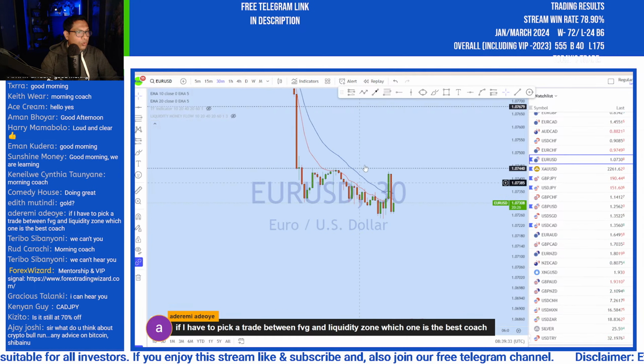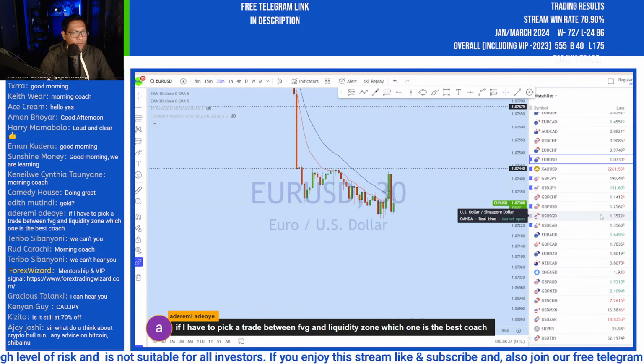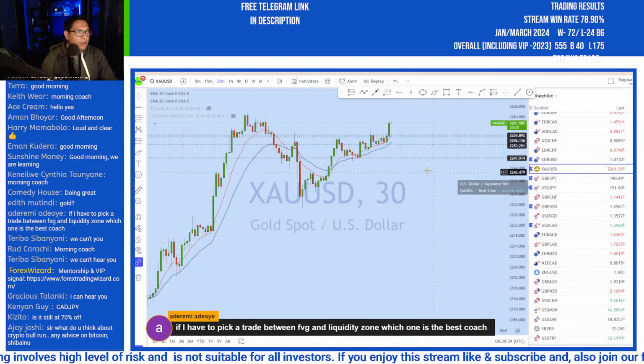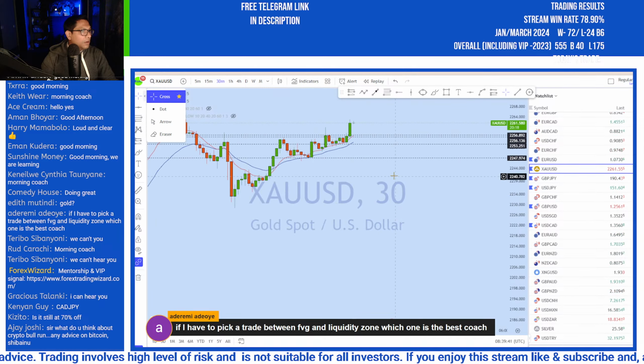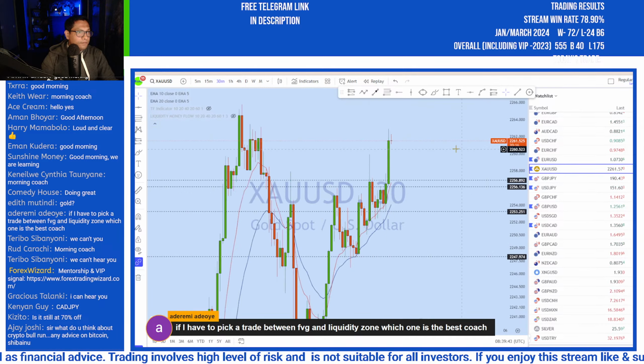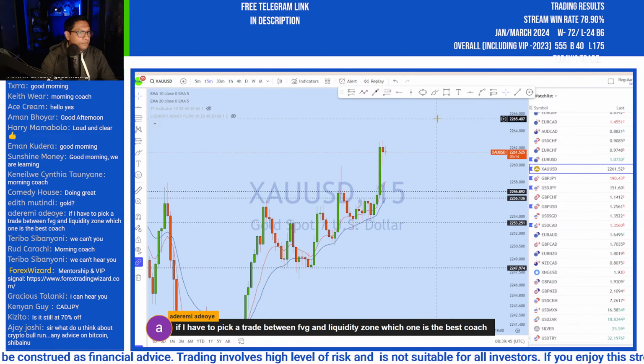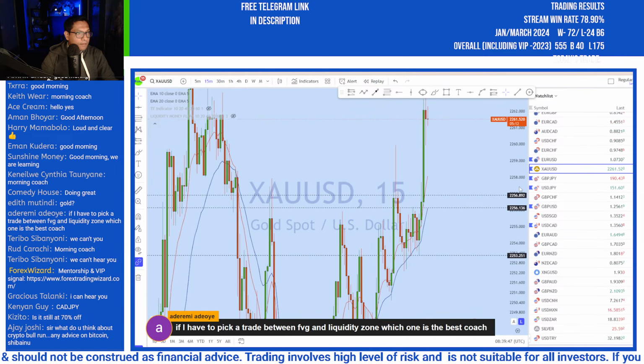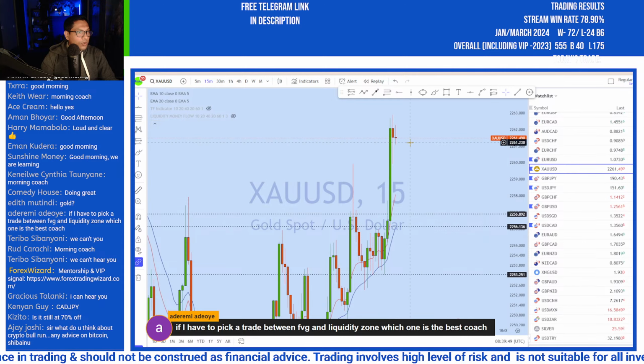Okay, so here we can see the drop, and we'll be waiting for that confirmation. Let me look again at gold to see. Okay, so here it is a bit in a consolidation.